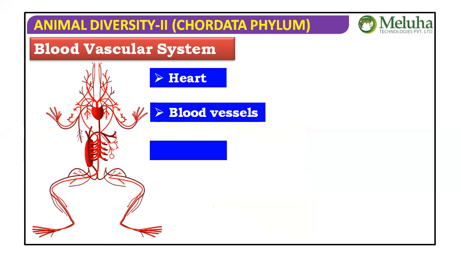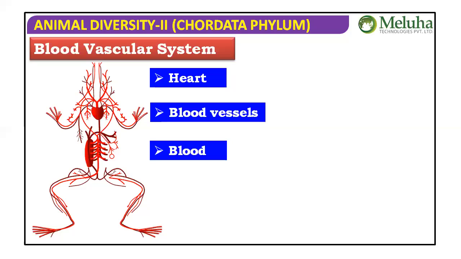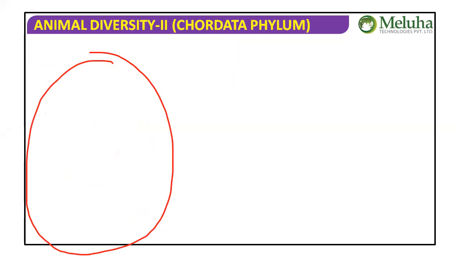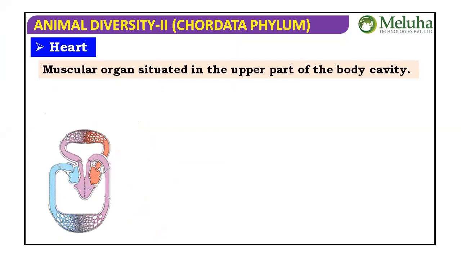The blood vascular system of the frog has the heart, blood vessels, and blood. You can see the diagram here. This is the expansion of the arterial and venous system of the frog. So, the heart. Let's see first of all about the heart.